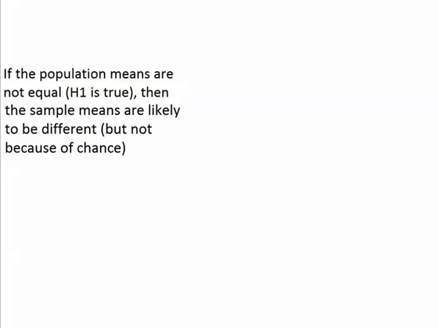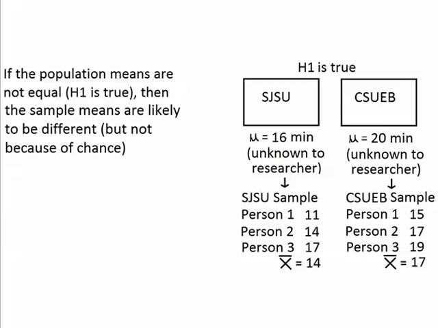Now, what if the alternative is true and the population means are not the same number? For example, what if the San Jose State average happens to be 16 minutes and the East Bay average happens to be 20 minutes? Well, if the population means are not equal, then you would expect a larger difference between the sample means, because if the population means are 4 apart, sample means should be about 4 apart. This sample mean should fall near 16 somewhere.